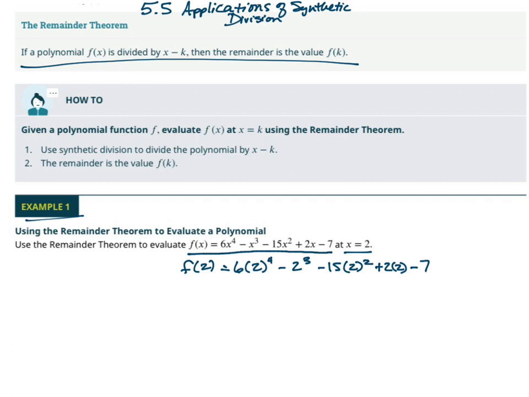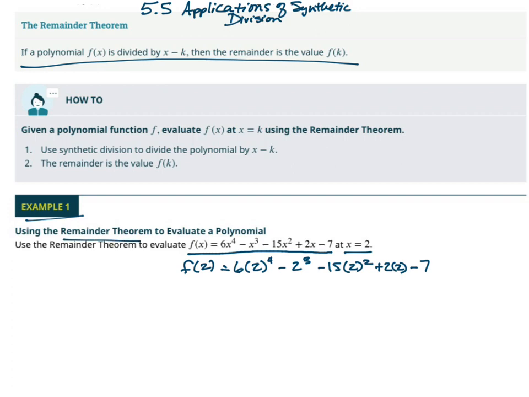But sometimes I find myself without a calculator. Sometimes I find myself in a position where I don't know 2 to the 4th off the top of my head, which, by the way, is 16. But then I got to multiply 16 by 6. And you can see how this gets out of hand pretty quickly if I don't have a calculator sitting in front of me, right? So the other option is to use synthetic division.